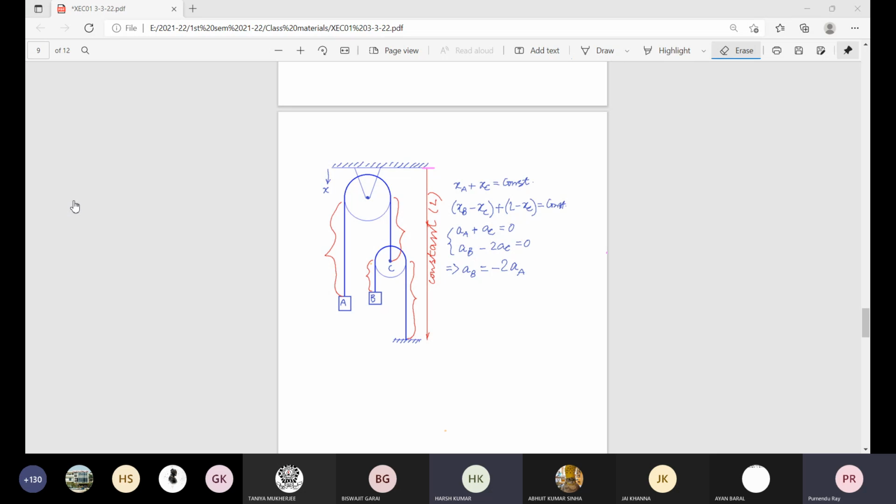Sir, while in an examination, can we apply a shortcut method, like instead of considering all the lengths, directly applying the relationship? Sir, will it be fine? That is, like this: XA plus XC is equal to constant. Are you asking about that?